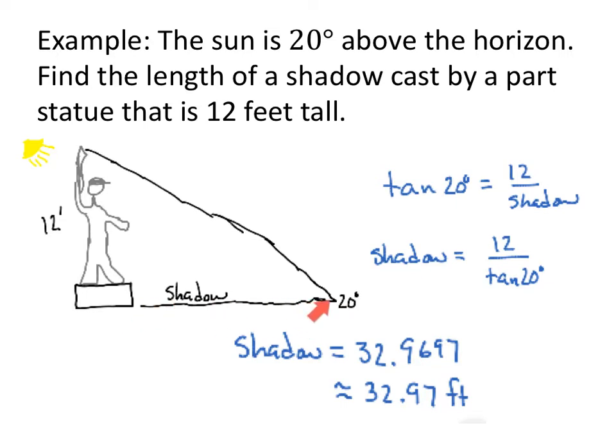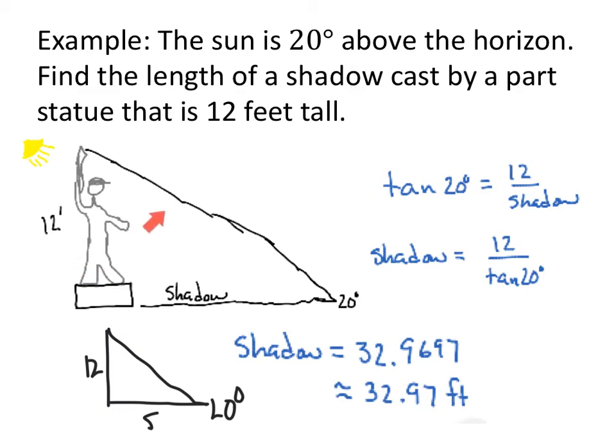From our shadow, the sun is 20 degrees above the horizon. Here's the horizontal, 20 degrees rise. I want to find the length of the shadow if the statue is 12 feet tall, and that does include the pedestal I put him on here. So my triangle really is S, which I'm trying to find, 20 degrees that I'm given, and 12 feet also given.